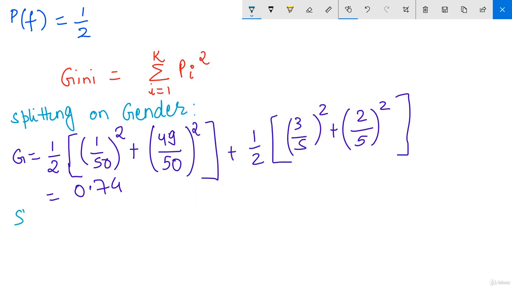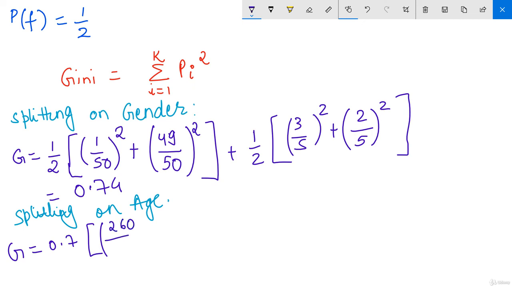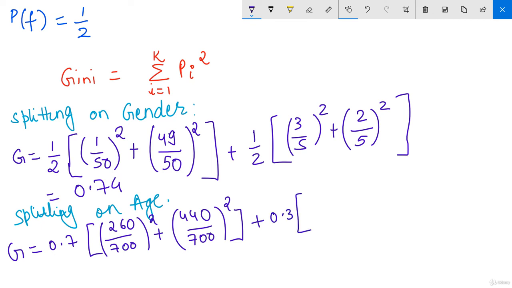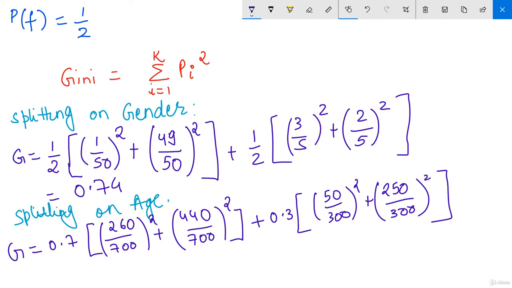Now if I want to split on the basis of age, it will somewhat look like 0.7, 260 upon 700, plus 440 upon 700, plus 0.7, so it will be 0.3. Together it makes 1. Probability is always 1. So 50 by 300 to 50 by 300. All the values I have written at the back in the previous page, so you can compare each and everything. You just need to know how to calculate the probability. So if you solve this, you will get a value of 0.59.